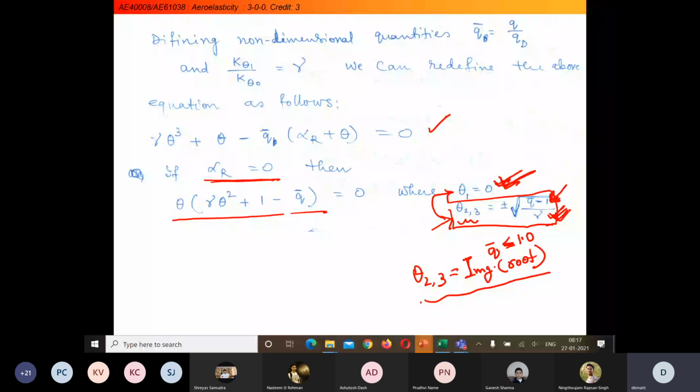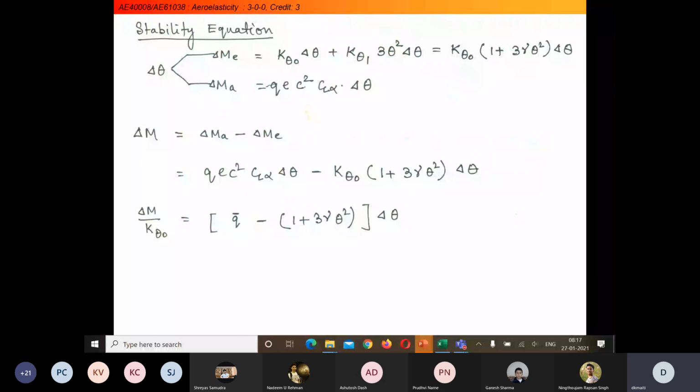Let me just continue. So this is our response solution. Now suppose we are giving a small perturbation to the system. So if we give a small perturbation to the system, we get delta M_E is k theta naught into delta theta, and k theta 1 into 3 theta square into delta theta. So that is coming as k theta naught multiplied by 1 plus thrice gamma theta square into delta theta. That is the perturbation whatever we are giving.